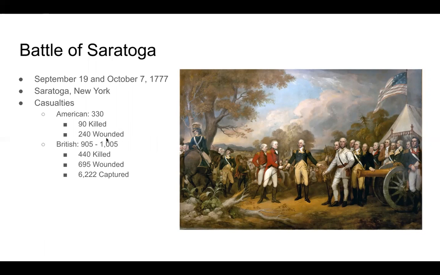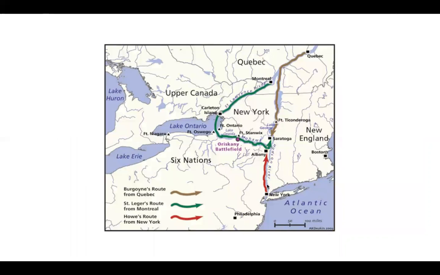The important thing about this battle, though, here's a map of where the British troops tried to come in, and then they were kept out right here. This is where Saratoga is. So they're trying to surround New England so they can surround Boston and take over that area.